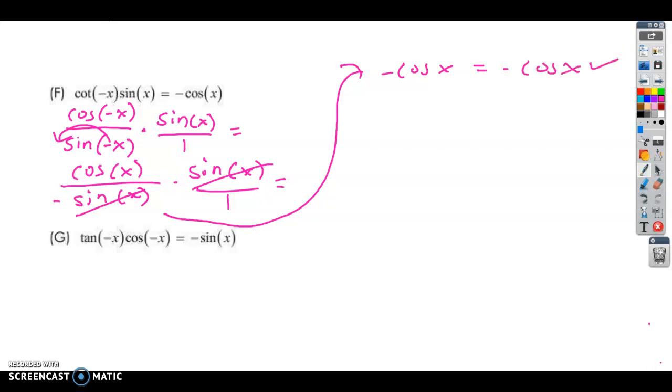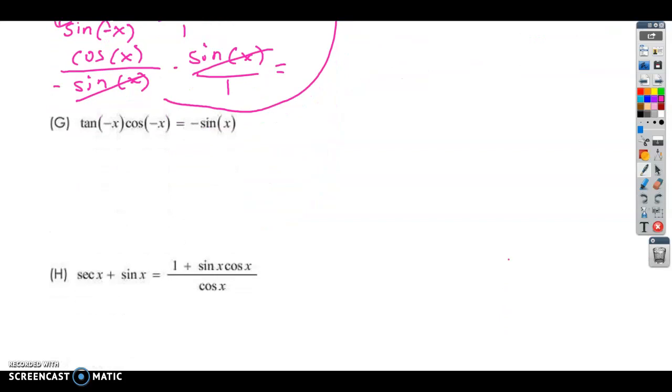Moving on. Gee, what do we have here? All right, so the first thing I notice is I've got some negative angles, and I've got negative x's and a positive x, and I can't add or subtract anything with different x values. So I have to either make them all the same or use even and odd properties.